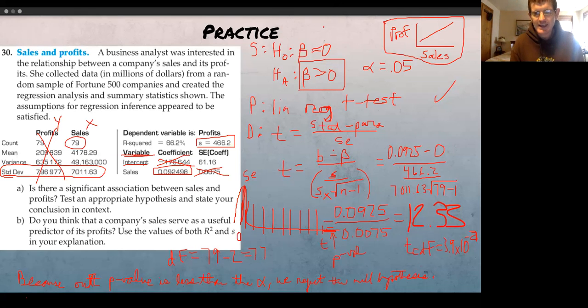And then we could add in, there is convincing evidence that profit and sales are associated, or we could even say positively associated, because we tested that particular hypothesis. And I will pause here, and if you have any questions, please feel free to ask.